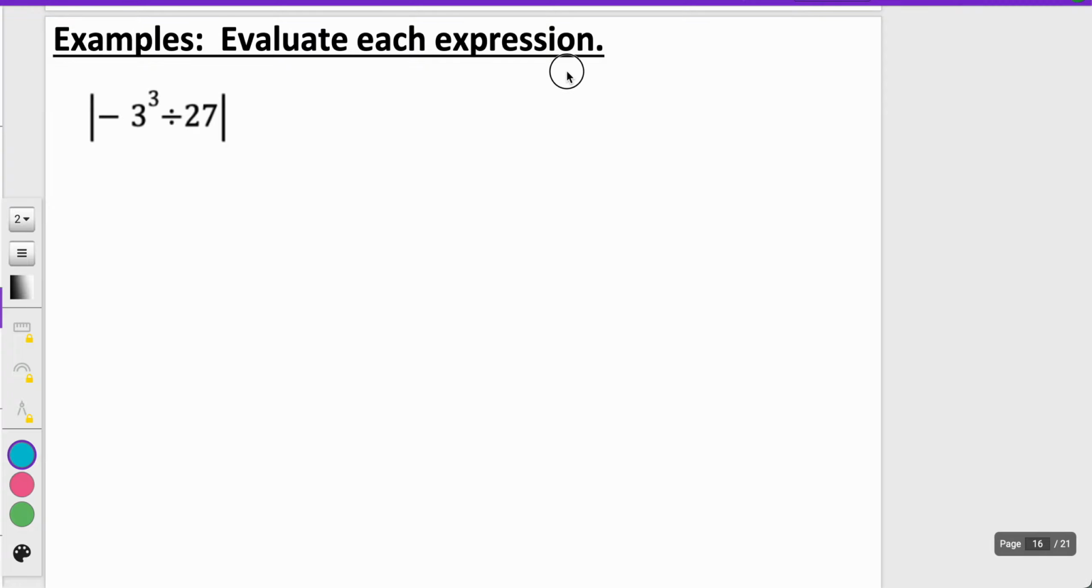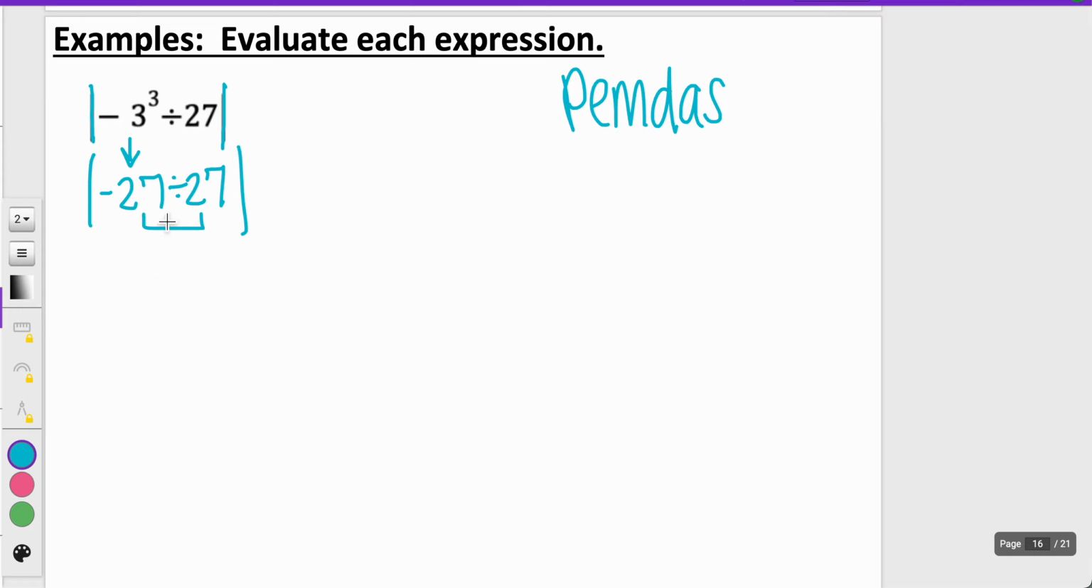Notice that if you have multiple operations, we want to use that order of operations. Parentheses technically means everything inside of a grouping, and right now the grouping is absolute value, so we're going to keep that for the last part, but we're going to solve what's in here. Negative 3 to the third power means negative 3 times 3 times 3, which would give you negative 27, and then I'm going to divide negative 27 by positive 27, I get negative 1, and then I find the absolute value of that, it's equal to 1.